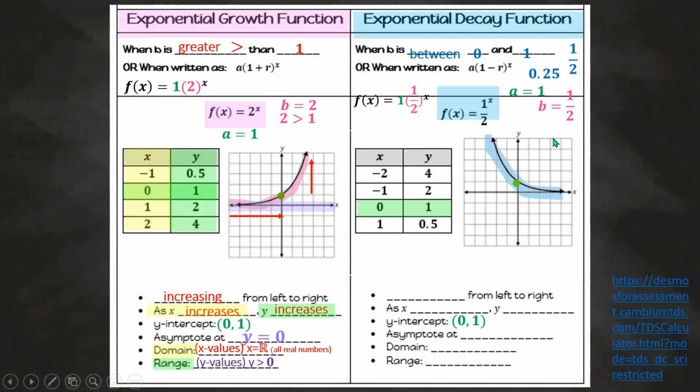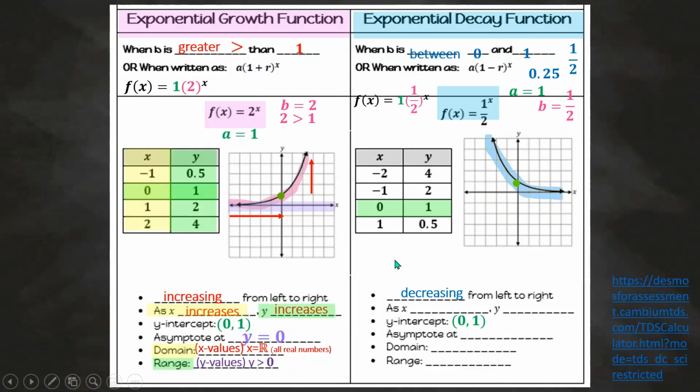And I can see that my b is 1/2, and what it looks like on my graph is that it's decreasing, or kind of looks like I'm on a slide. I'm sliding down a hill. If I'm up here on the top and I'm going from left to right, I'm sliding down this hill. And so that function is decreasing from left to right.